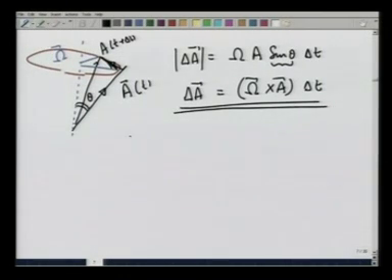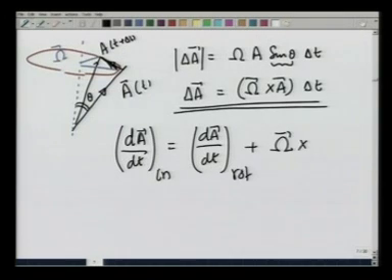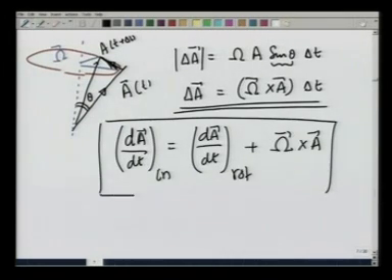and therefore I can again write in general that dA dt, the rate of change of a vector observed in an outside frame, is equal to dA dt observed in a rotating frame plus omega cross A in general. And this is what we are now going to use to derive equations in a rotating frame.